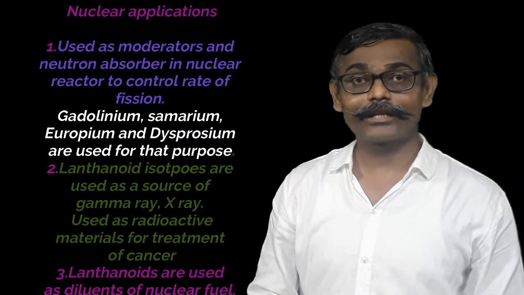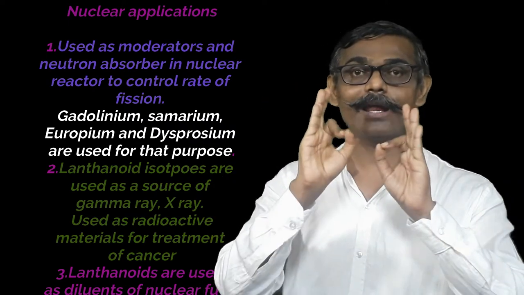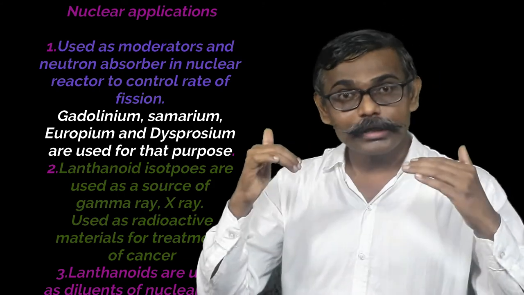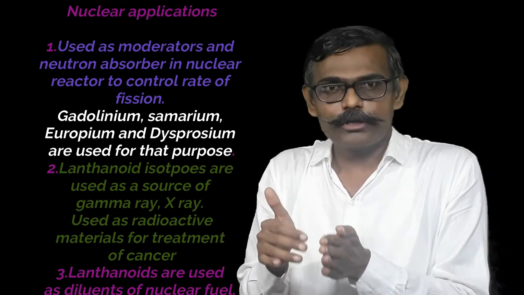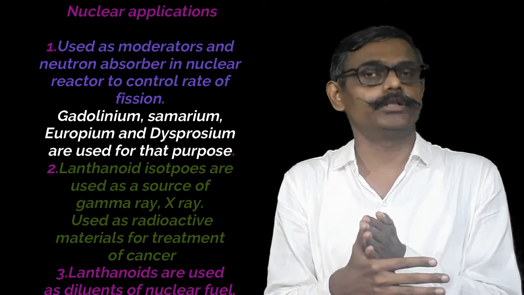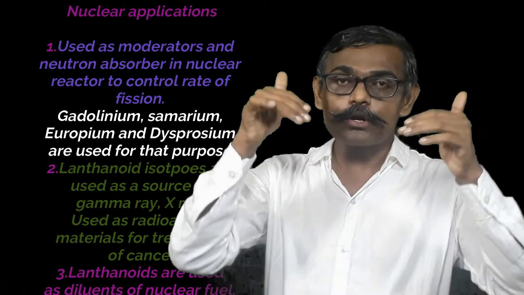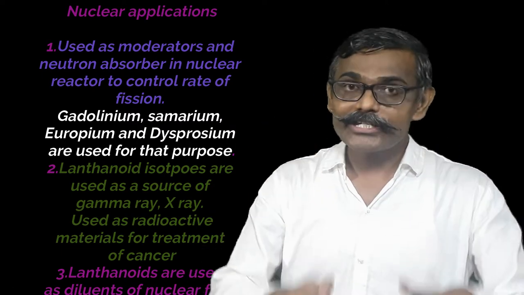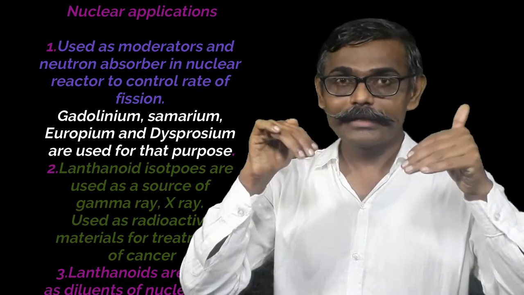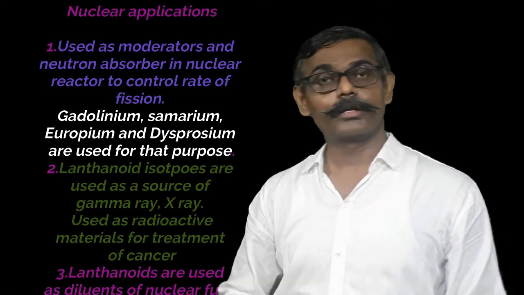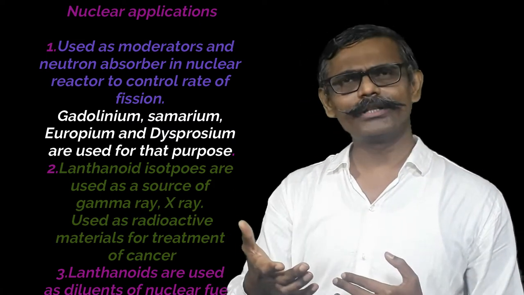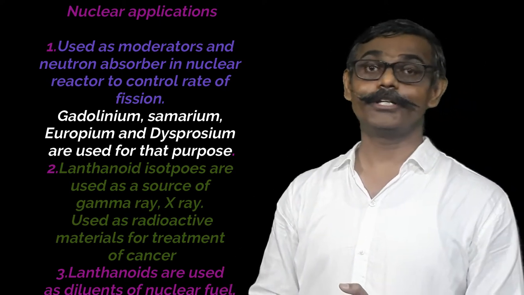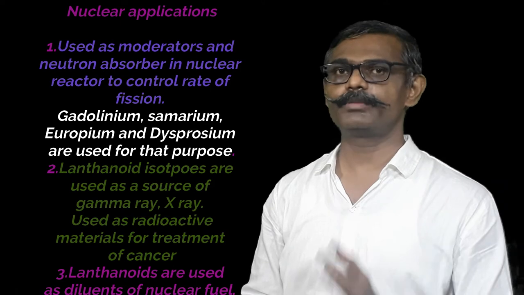And to brake the reaction, the only way is for the neutrons, which are the cause of the reaction, to be absorbed. And these lanthanoids are good neutron absorbers, especially gadolinium. So in a nuclear reactor, in order to slow down the speed of the neutrons, in control rods to quench the reaction, to decrease the speed of the reaction, gadolinium in preference, along with samarium, europium and dysprosium, are used in nuclear reactors. So, one of the best applications.